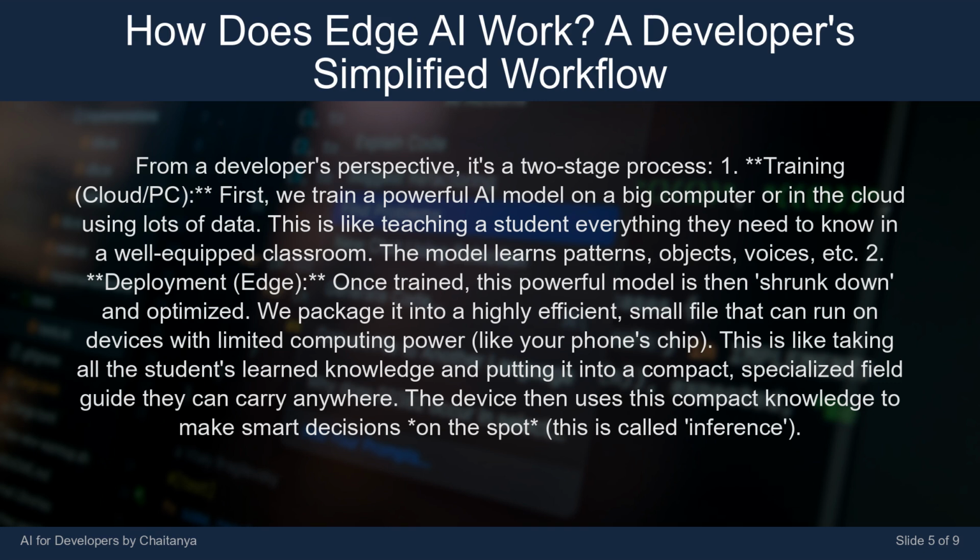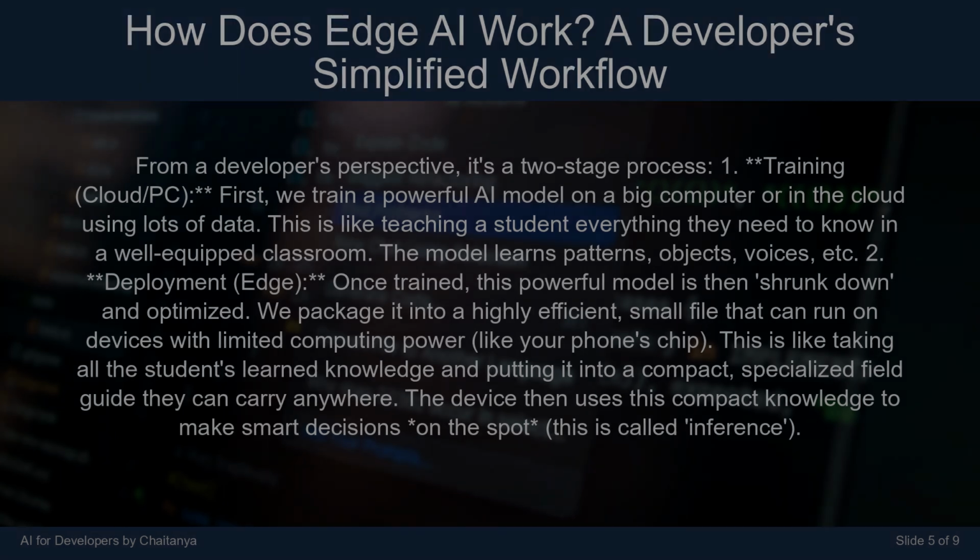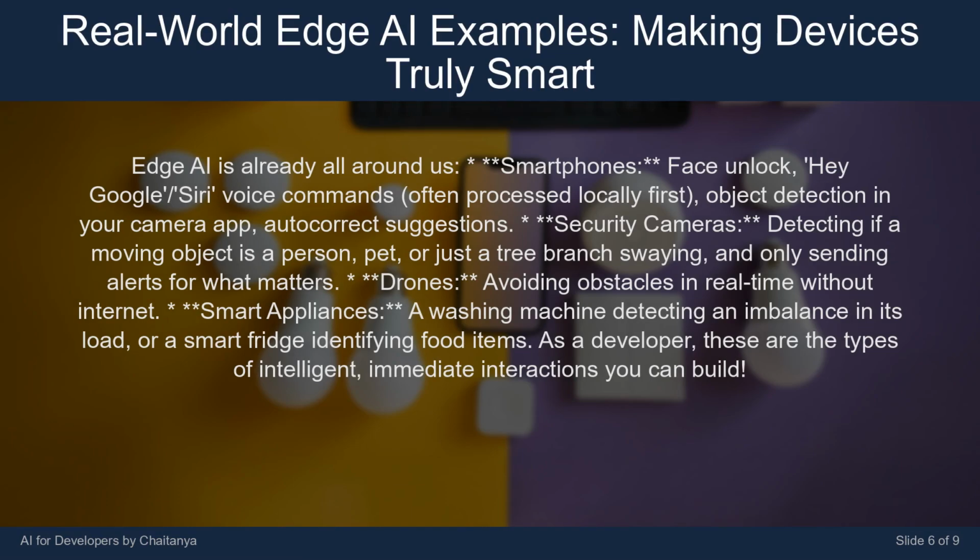2. Deployment. Edge. Once trained, this powerful model is then shrunk down and optimized. We package it into a highly efficient, small file that can run on devices with limited computing power, like your phone's chip. This is like taking all the student's learned knowledge and putting it into a compact, specialized field guide they can carry anywhere. The device then uses this compact knowledge to make smart decisions on the spot. This is called inference.